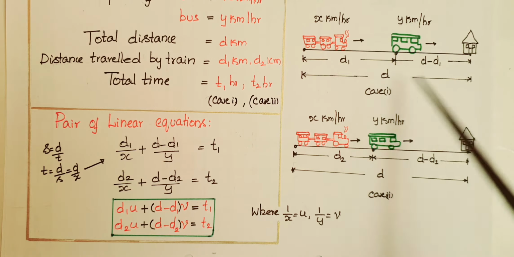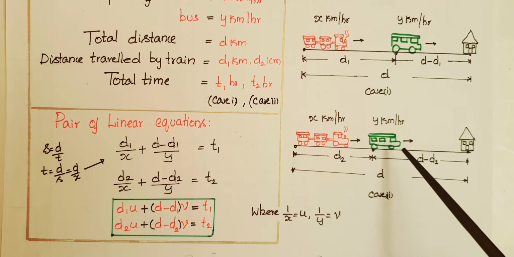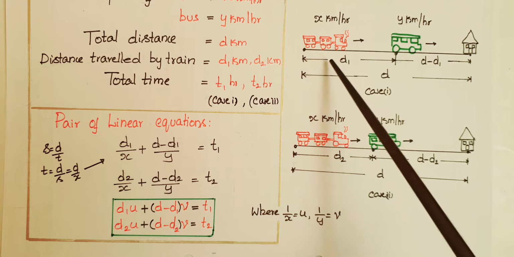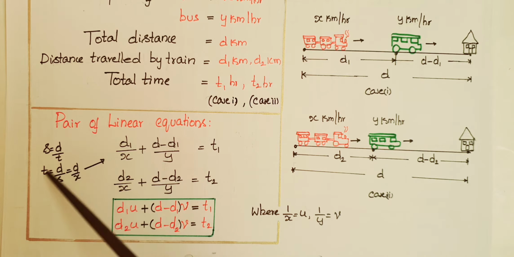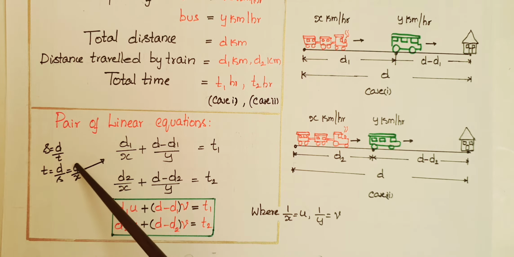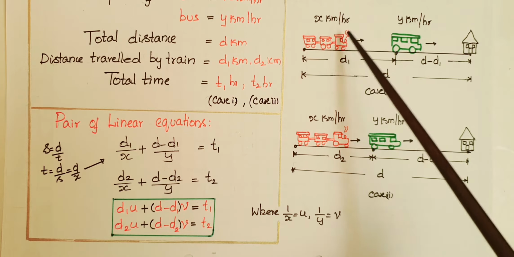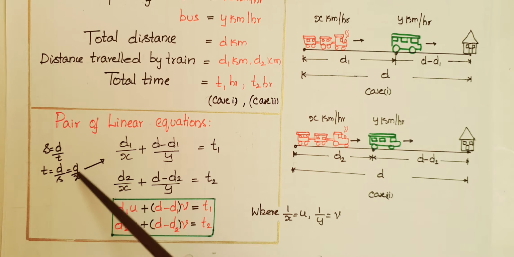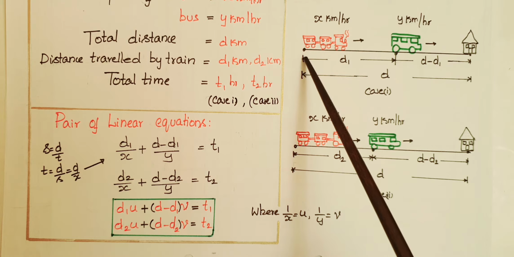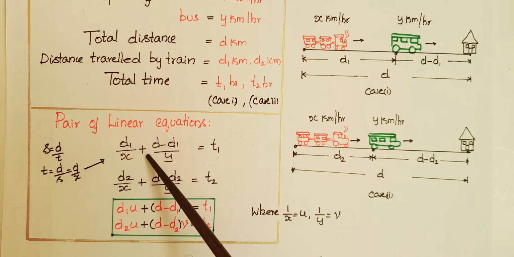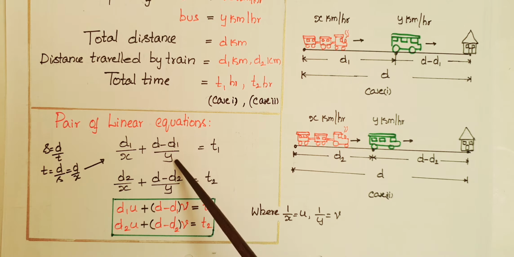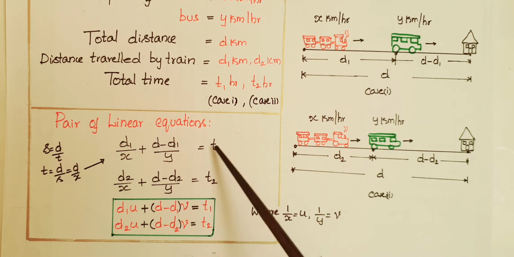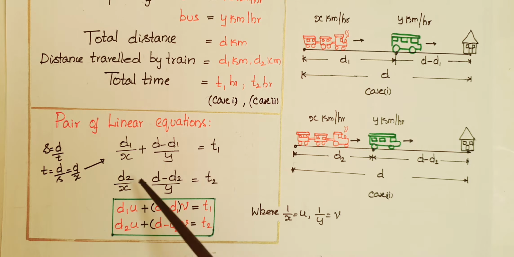Here the total time is given, that is t1 and t2 are given. So the time taken by the train is distance by speed. Here speed is equal to distance by time, so time is equal to distance by speed. So here the train's speed is x kilometer per hour. The distance traveled by the train is d1, so d1 by x, plus the distance traveled by the bus is d minus d1, so d minus d1 by the speed of the bus y, is equal to total time t1. In the next case, d2 by x plus d minus d2 by y is equal to t2.